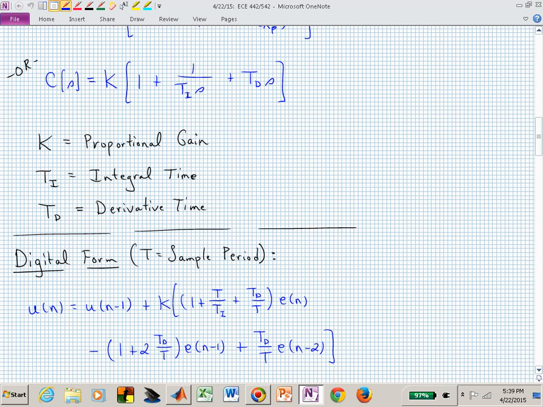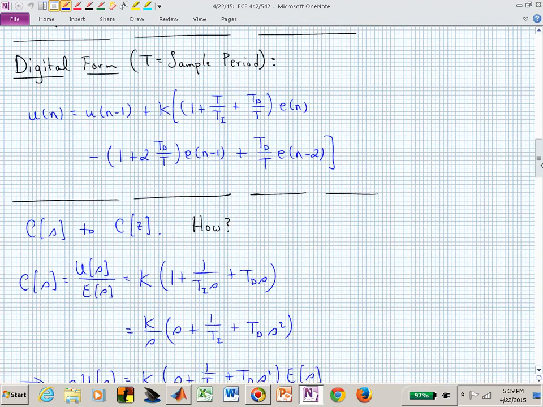But now this is just a weighted combination of the error signal now, the error signal 1 time step before, and the error signal 2 time steps before. That's the little e. So you're just weighting the error signal at different points in time and the input 1 time step before to produce the input to the system at the present time. That's a way of writing this PID controller in the discrete setting or in a difference equation form.